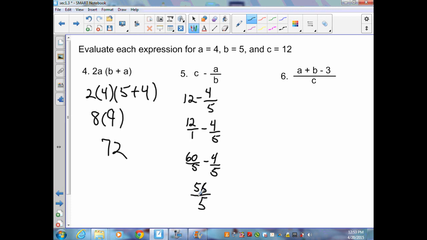And number 6, A, which is 4, plus B, which is 5, minus 3, all over C, which is 12. And I simplify the numerator. 4 plus 5 is 9. 9 minus 3 is 6 over 12. And I simplify to 1/2.